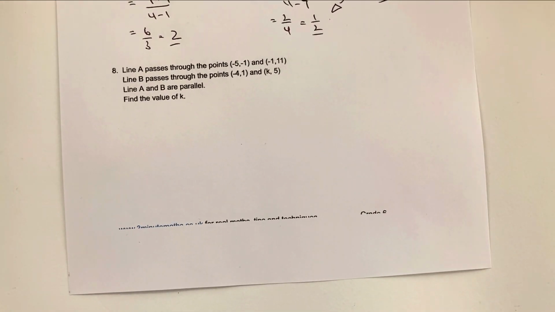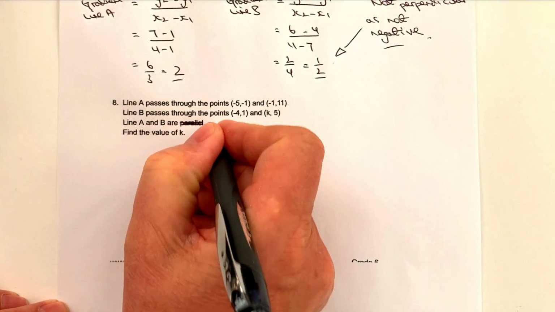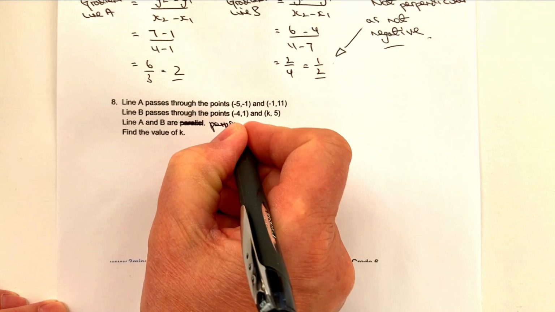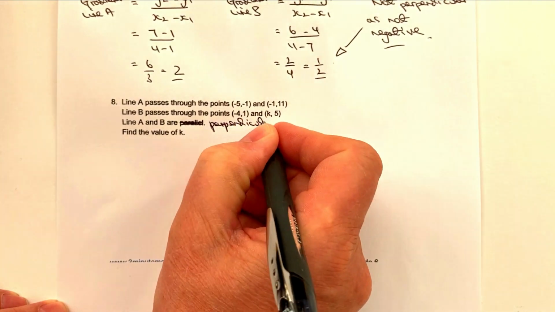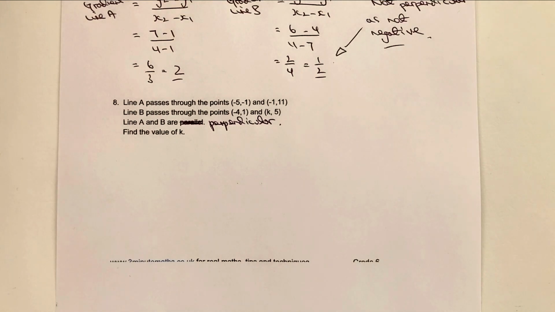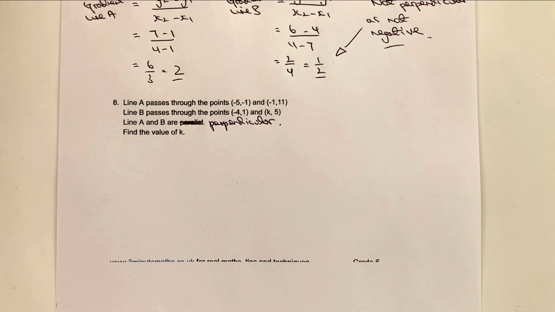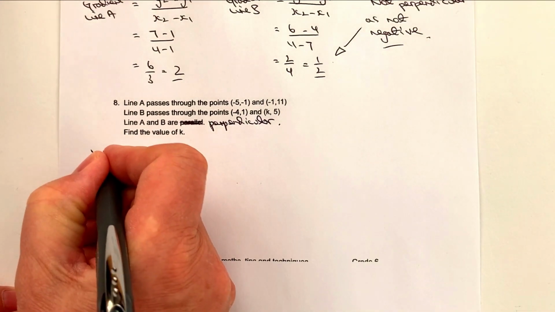Okay, let's have a look then at the final question on the playlist, which is going to be question number 8. So question number 8, we've got line A passes through those points and line B passes through those points. They're perpendicular, they're not parallel to each other. Okay, I'm sorry about that. They are perpendicular. I will change that on the downloadable sheet, but we need to check and see if we can figure out the value of k in this particular case.